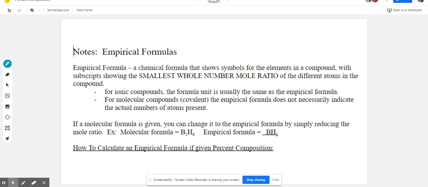Okay, so empirical formula is just going to be a formula that shows symbols for the elements in a compound with the subscript showing the smallest whole number ratio. So that is the big key point here, the smallest whole number mole ratio. Now, when we say mole ratio, that's something we are going to do a lot more in stoichiometry when we're dealing with coefficients. But for this one, the mole ratio can also be known as your subscript. So we're talking about the subscripts.